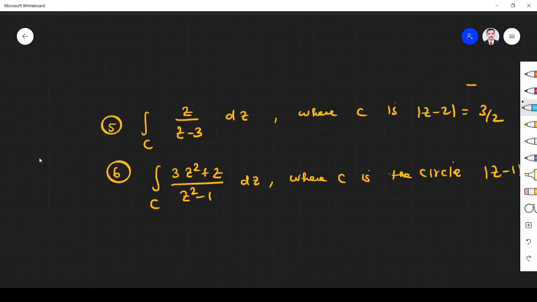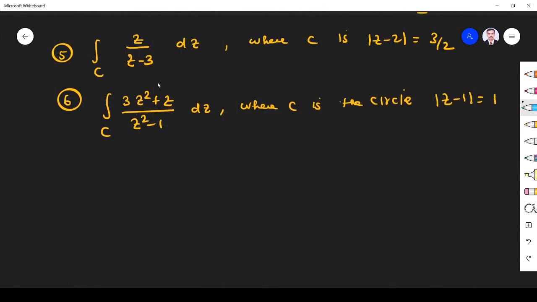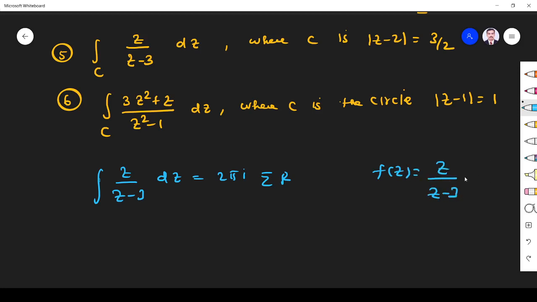Okay. Next question. Here, fifth problem, integral of z by z minus 3 dz. So what is the answer? 2 pi i into sum of residues. What is f of z? F of z is equal to z by z minus 3. So pole at 3. We have a pole at z is equal to 3. This implies what will happen? Okay, z is equal to 3.